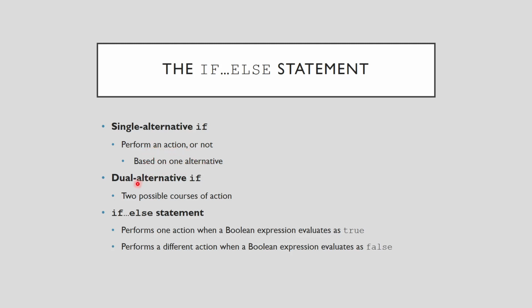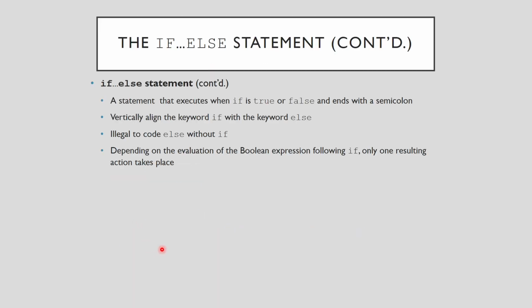The dual alternative has two possible courses of action, using the if else statement. It performs one action when the Boolean expression evaluates as true and another, different action when the Boolean expression evaluates as false. So there are two possible courses of action.